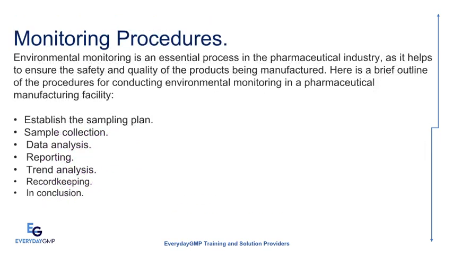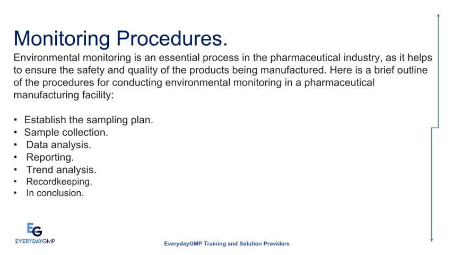Monitoring procedures. Environmental monitoring is an essential process in the pharmaceutical industry, as it helps to ensure the safety and quality of the products being manufactured. Here is a brief outline of the procedures for conducting environmental monitoring in a pharmaceutical manufacturing facility. Establish the sampling plan, sample collection, data analysis, reporting, trend analysis, record keeping.